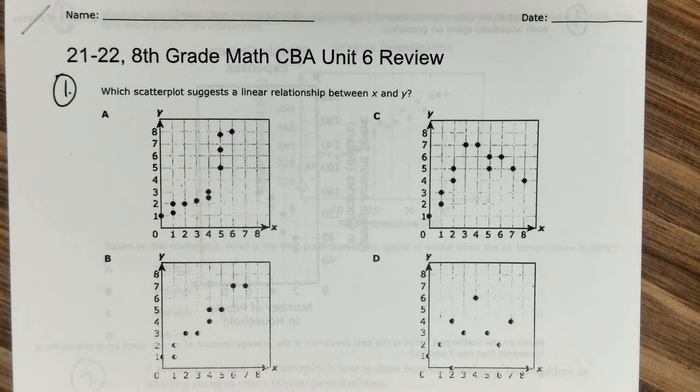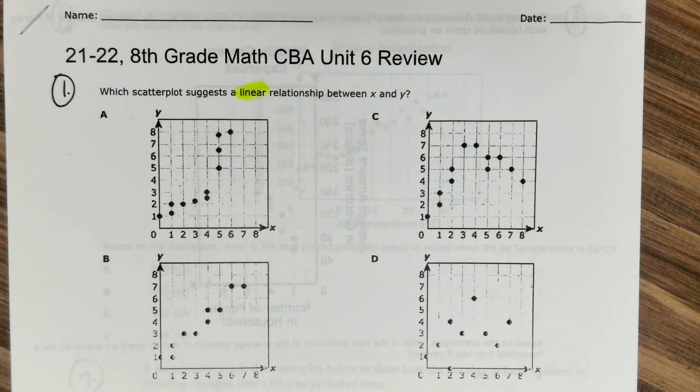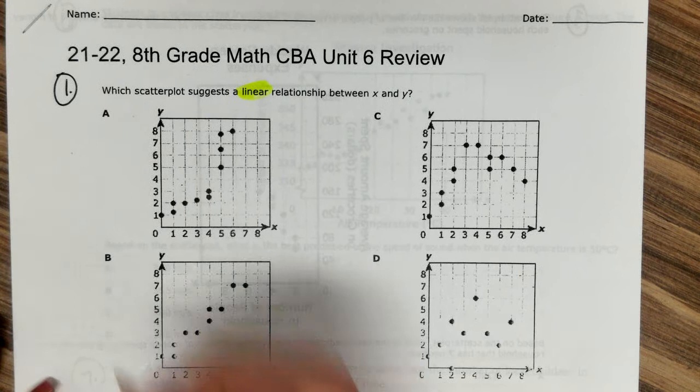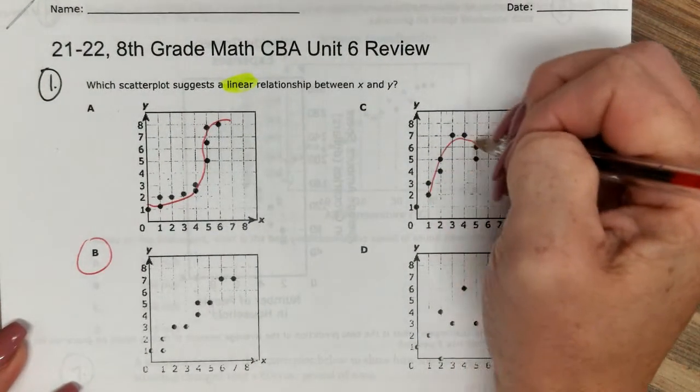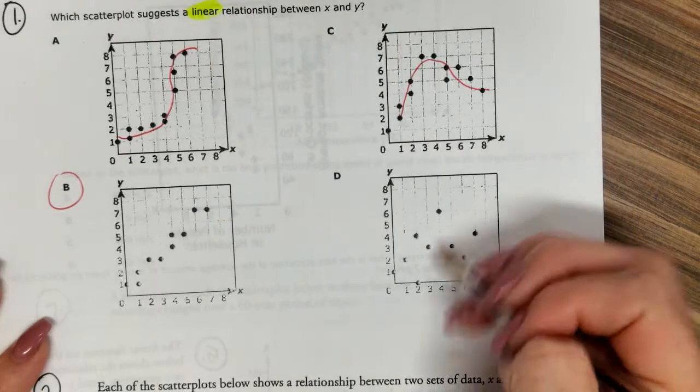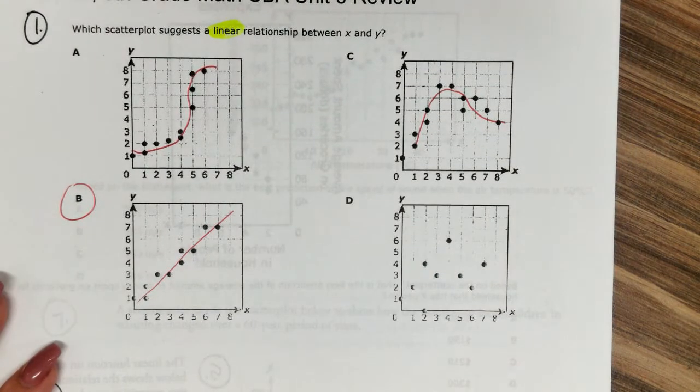What was the clue word for number 1? Linear. So which one looks like a straight line pattern? Why was A? Y'all see A was kind of curved? C was kind of curved. They're non-linear, and this was no association. This had a straight line pattern. Do not miss that on the test tomorrow.